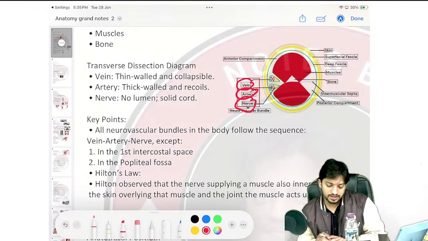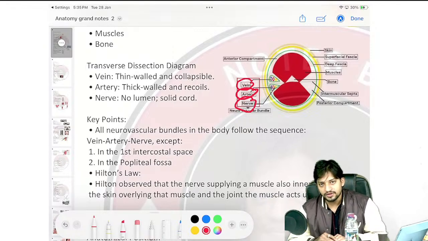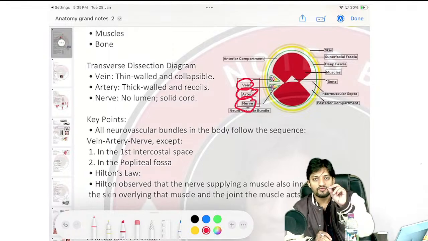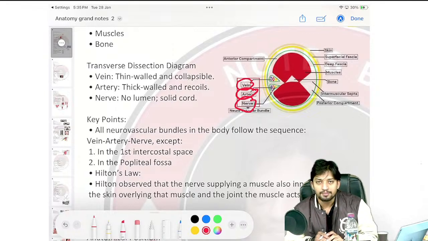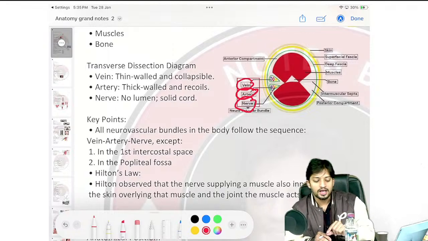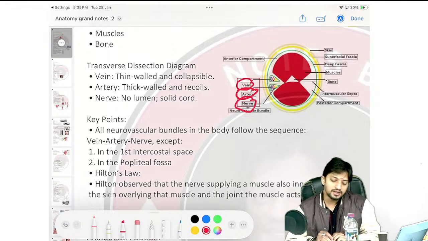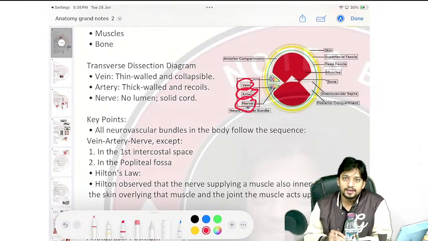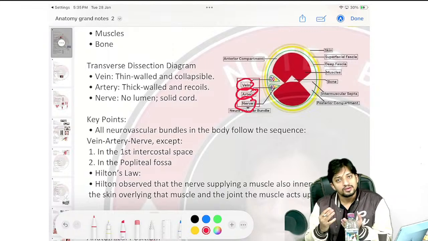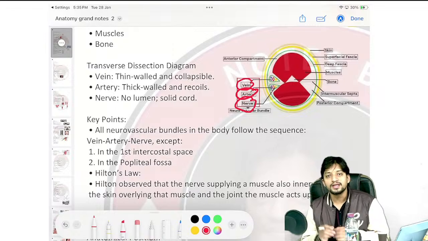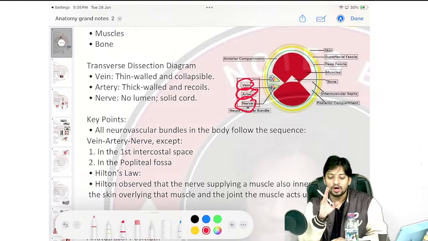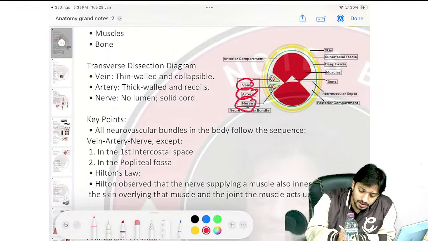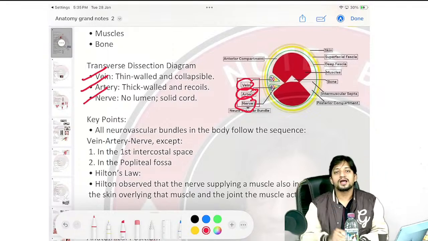Now have a look. After looking at this transverse diagram, now I will tell you how to identify, if they give you a cadaveric image, the characteristic features of a vein, artery and a nerve. Generally in case of veins, they are thin walled and collapsible in nature, whereas arteries are thick walled and whenever you press them they recoil. They have a characteristic of recoiling, right? And nerves are solid structures containing the nerve fibers. They do not have any lumen, so when you press them you will feel the structure is solid, right? This is how you identify the vein, the artery and the nerve whenever you analyze the transverse diagram.